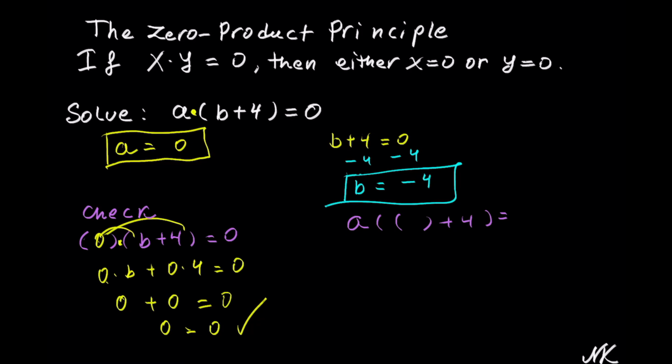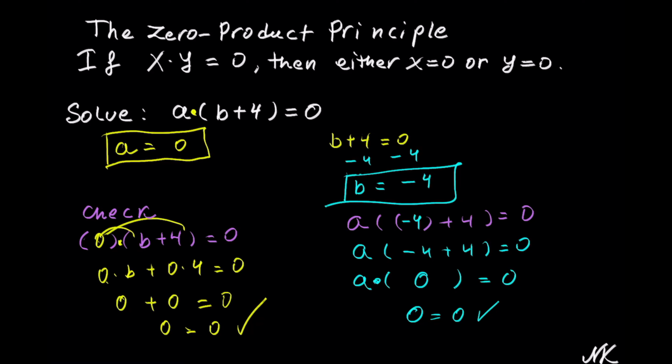Let's check b equals negative 4 by plugging it into a times parentheses b plus 4 equals 0. And instead of b, we plug in negative 4. This will give us a times parentheses negative 4 plus 4 equals 0. We get a times negative 4 plus 4, additive inverses. They add up to 0. And this is equal to 0. a times 0, anything times 0 gives us 0, so 0 is equal to 0. So the second solution checks out as well. That's all.